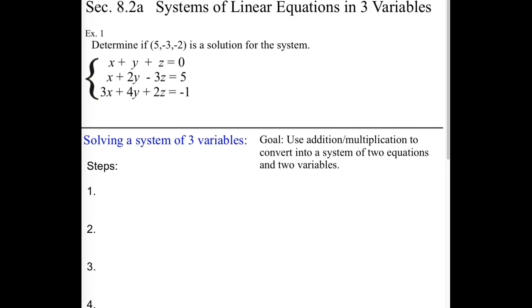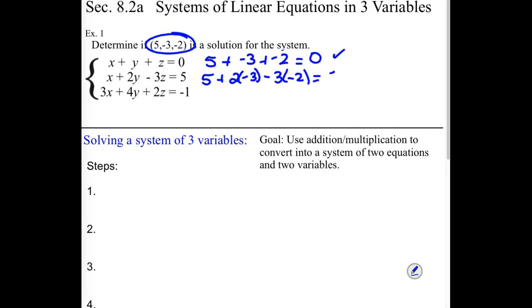All right, so we are going to dump this ordered triple into each of these equations to see if each equation comes out true. First one says take x plus y plus z, and we should get 0. So if we take 5 plus a -3 plus a -2, do we end up with 0? Does it work? Okay, so first equation works. Dumping it in the second one, we'd have 5 plus 2 times -3 minus 3 times -2, and we're supposed to get a 5. Well, here we get -6, and here we get +6. Does that add up to 5? Okay, so it works in the second one.